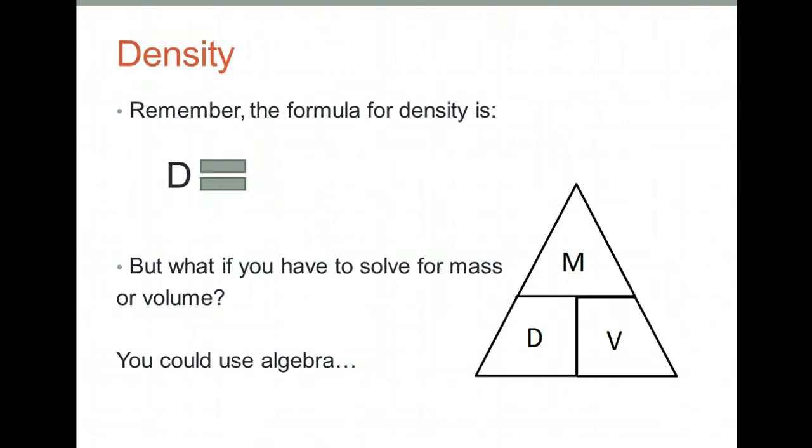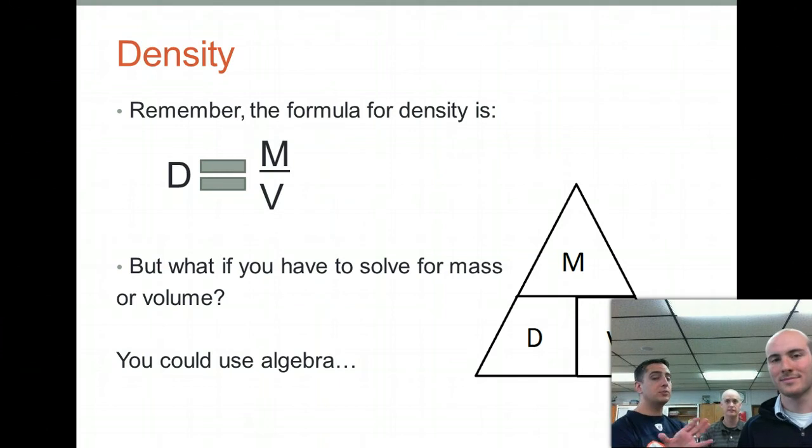So real quick, let's just recap. Remembering the formula for density is equal to mass divided by volume. So that's really cool and nice and easy if you're always just solving for density, right? Mass divided by volume, mass volume, no problem.